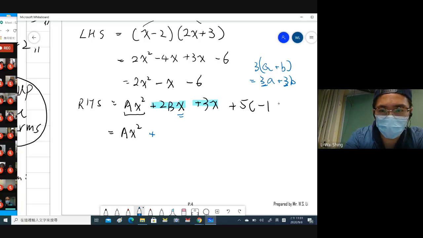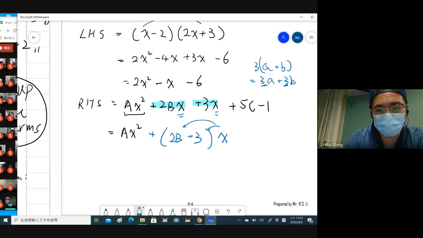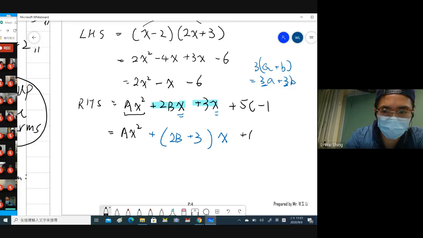So this time both of them have x. Take the x out. The first bracket you have 2b. The second bracket plus 3. 2b plus 3 times x. You split it inside, definitely you get 2bx plus 3x. Okay, if you expand it and it is exactly the same as above, it means your answer is correct. Okay, and the last step plus 5c minus 1. So comparing the like terms.